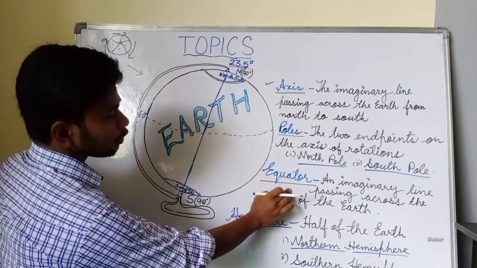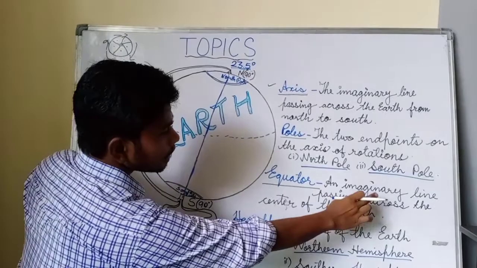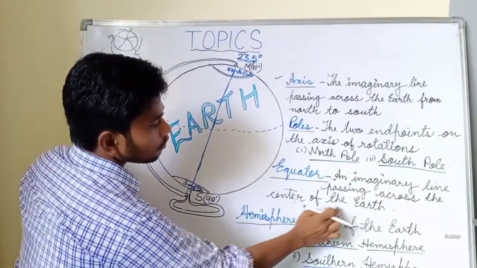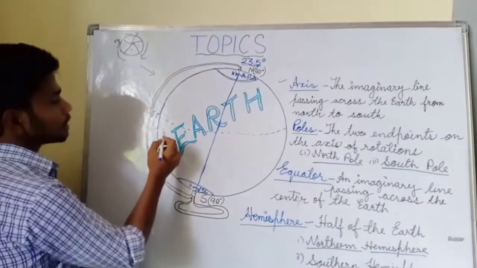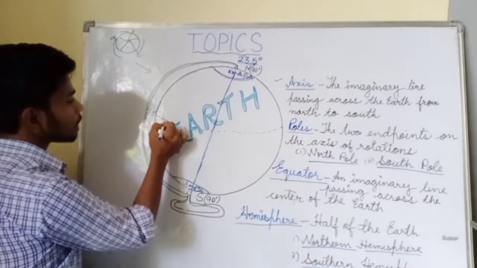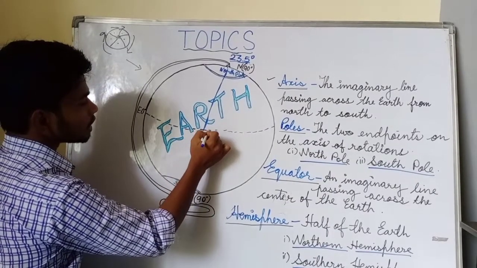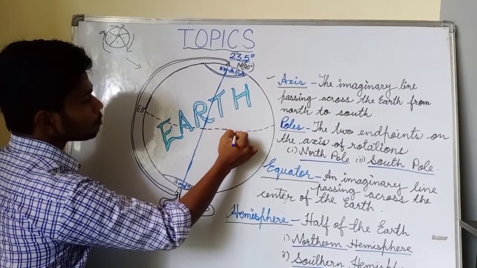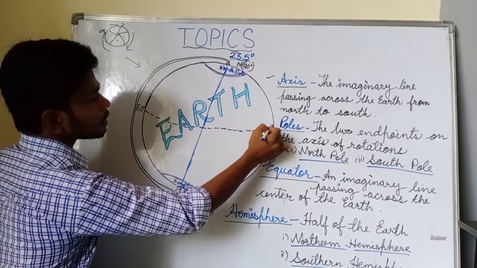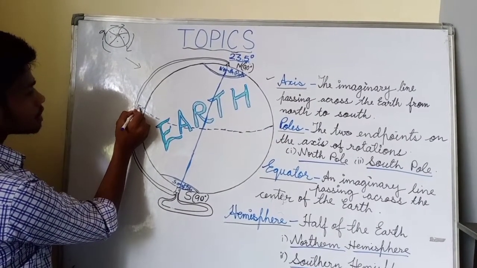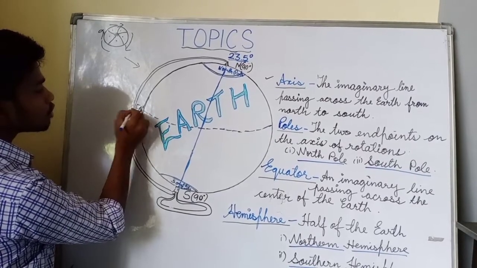Now we'll come to the equator. An imaginary line passes across the center of the Earth. This is the imaginary line of the equator. It divides the Earth into two parts. It is called the equator, and the equator is always at 0 degrees.